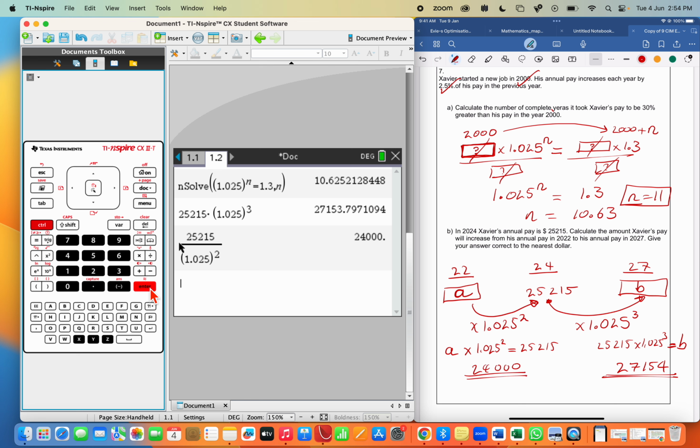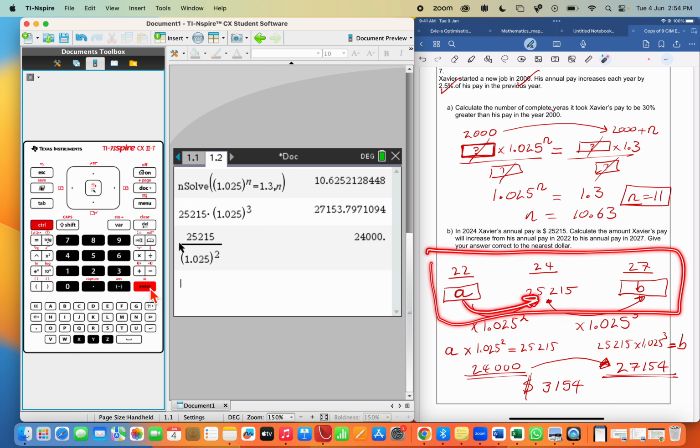And the question says, find the increase from here to here to the nearest dollar. So you can see it's a 24 to 27,000, it's a $3,154 increase, all right? So the key is to understand the idea of the multiplier with a single step size. A 30% increase is times 1.3, a 2.5% increase is 1.025, and powered up to n is compounded each year. For part B, set the picture up nicely, going in one direction. Going in this direction, it's multiplying, of course. So therefore, going back the other way would be dividing.